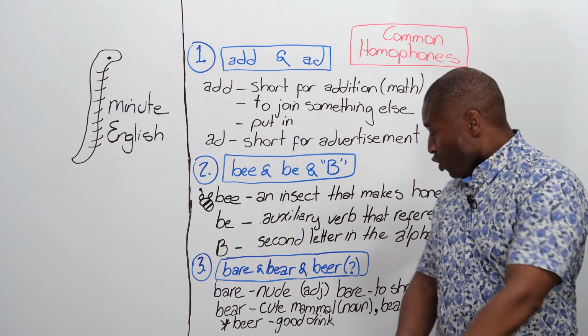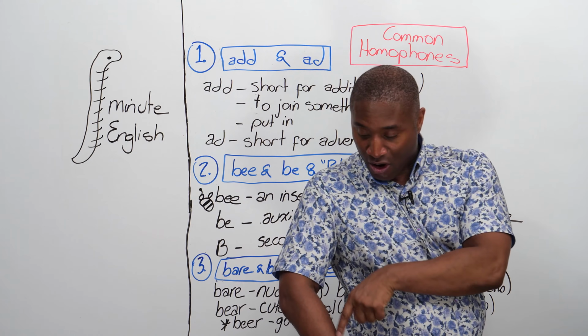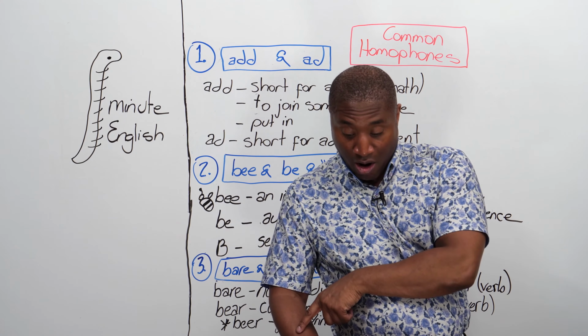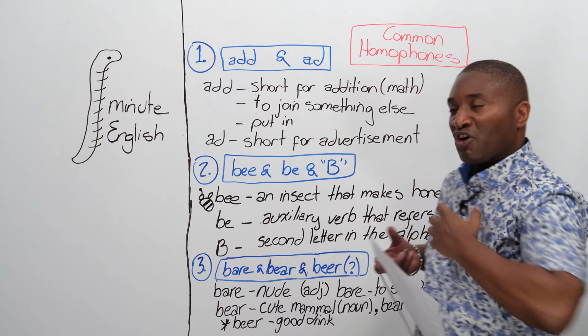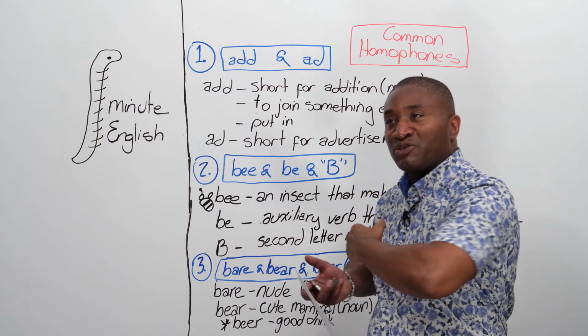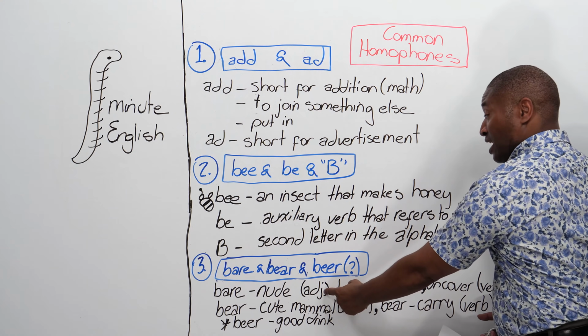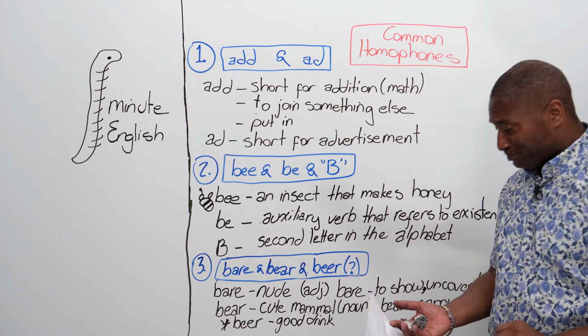Bare means nude or uncovered. Like I've got my bare arms here. There's nothing on my arm. Bare also means to show or uncover. So if I took off my shirt and bared my chest, it means to uncover. So it's a verb. So here it's an adjective. Here we're using it as a verb.